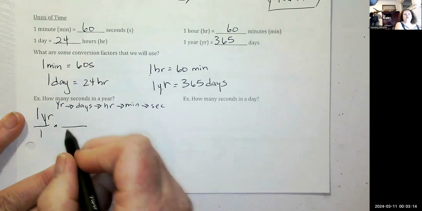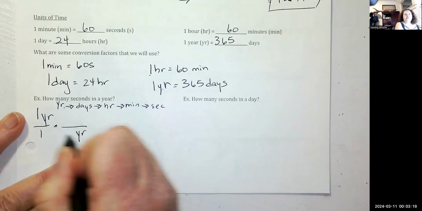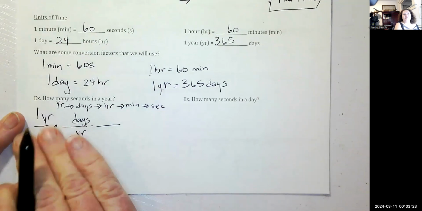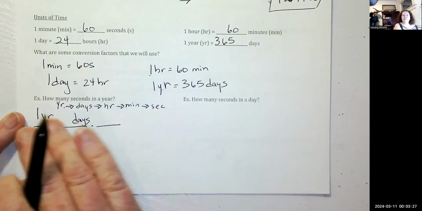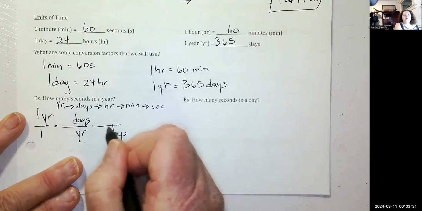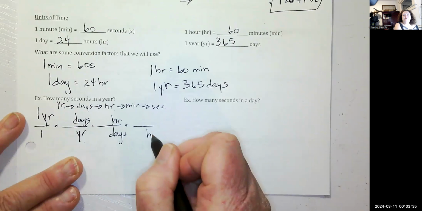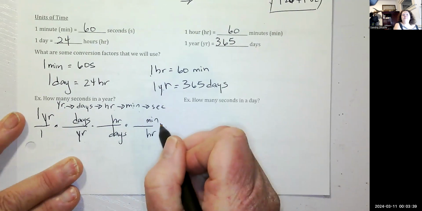Cool. All right, starting off with 1 year. We're going to go from years to days. Year needs to go down here, days up top. And then it's nice to actually set it up this way because then we don't have to stop and pause and think back. We can just knock them out. Year, days, days to hours, hours to minutes, and then minutes to seconds.